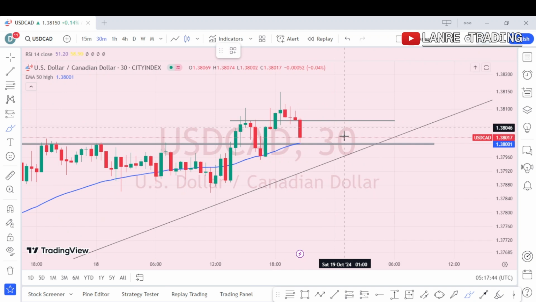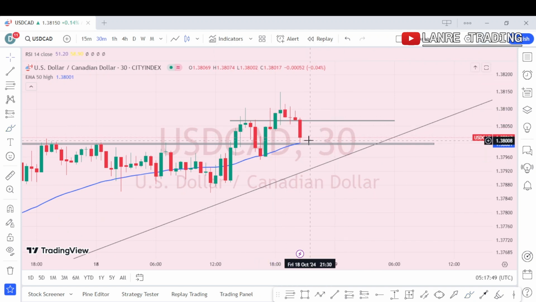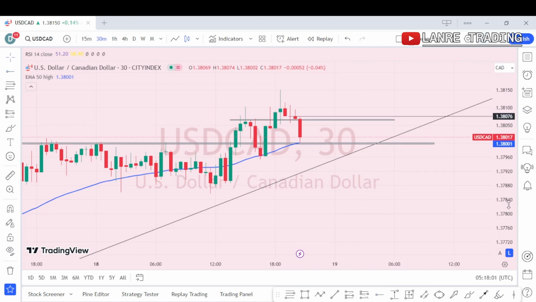Between this region right about here, we want to wait for a reversal candlestick to play out. After waiting for a reversal candlestick to play out, patiently wait for price to generate a buy signal for you.